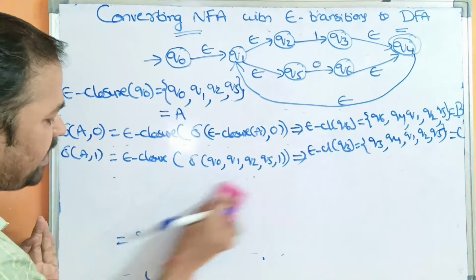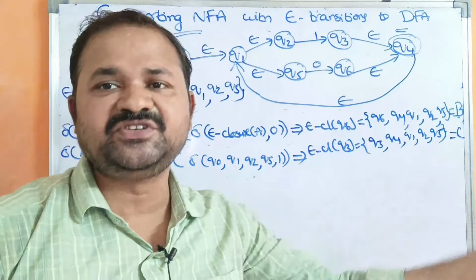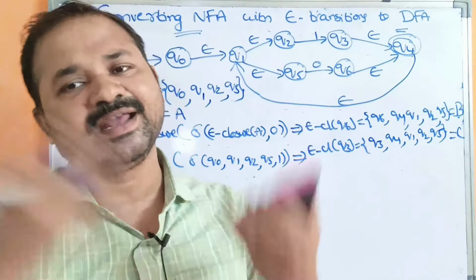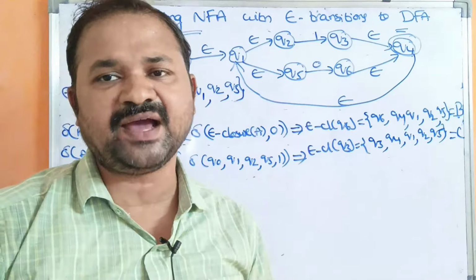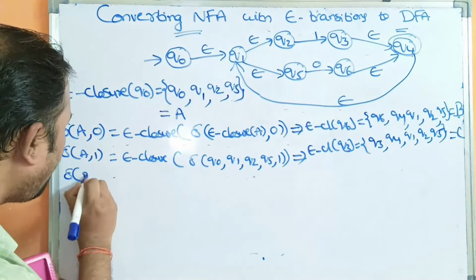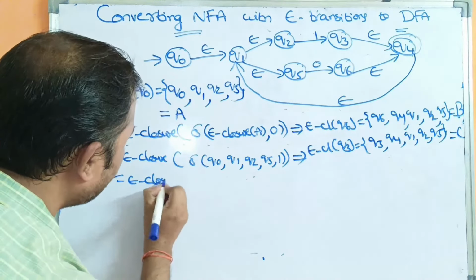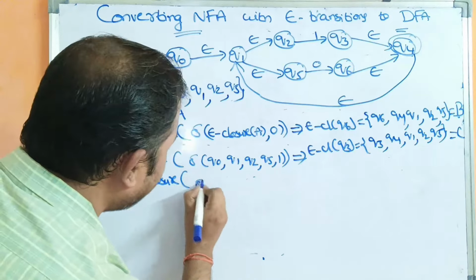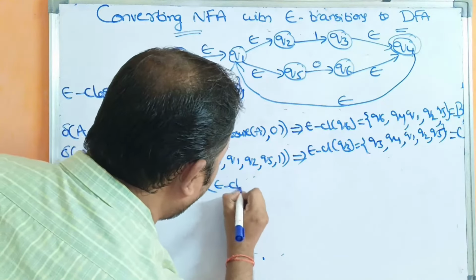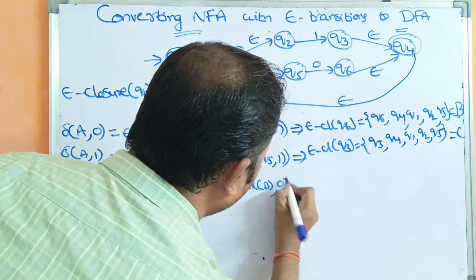So next we have to calculate B of 0, B of 1, and then C of 0, C of 1. If we get any new states, then we have to calculate them also. This is the procedure here. So delta of B comma 0 is equal to epsilon closure of delta of epsilon closure of B comma 0.